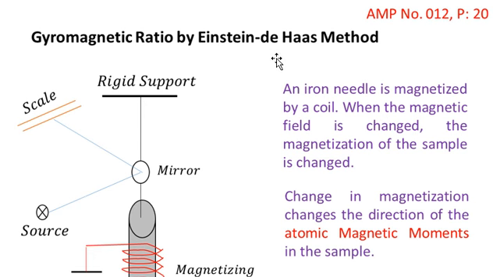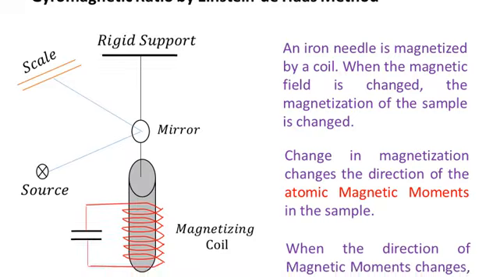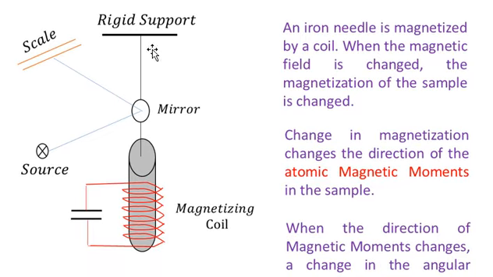Gyromagnetic ratio by the Einstein-de Haas method. This is the experiment in which the gyromagnetic ratio is measured. Let me first explain the experimental setup. This setup consists of a rigid support, and there is a string hanging, which you can consider as a metallic wire, on which a mirror is mounted, and this is the material which could be magnetized.